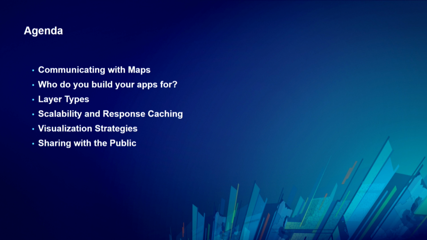All right, to give you a quick overview of what we're going to talk about today, we're going to open it up with talking about communicating with maps. Then we're going to talk a little bit about just planning. Who do you build your apps for? Going through the planning phase can really help you make better decisions when it gets to talking about layer types, scalability and response caching. There's different types of tiles that you can use, visualization strategies. There's different things you can take advantage of. And then finally, we'll talk about sharing your app, layers, and map with the public. Some things to always double check when you do that.